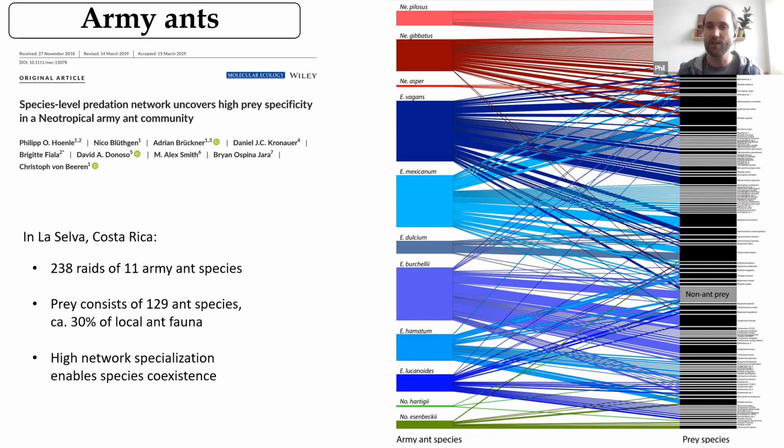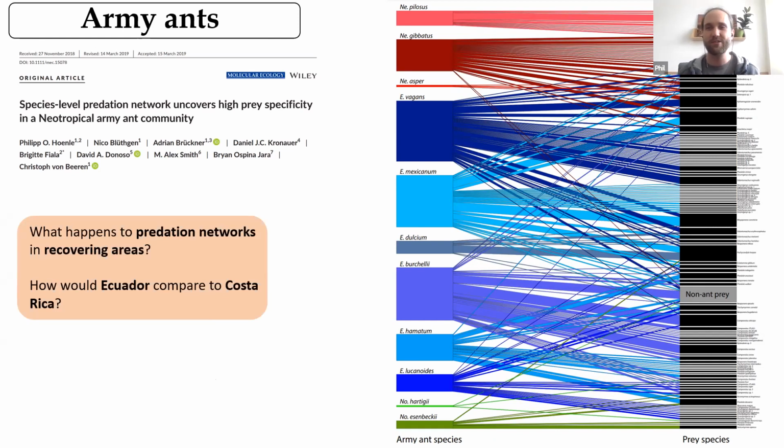So basically, we see this high specialization on different ant species, and probably this is the main mechanism that allows them to have so many army ant species living side by side. They don't overlap in their diet, so there is not much competition going on.